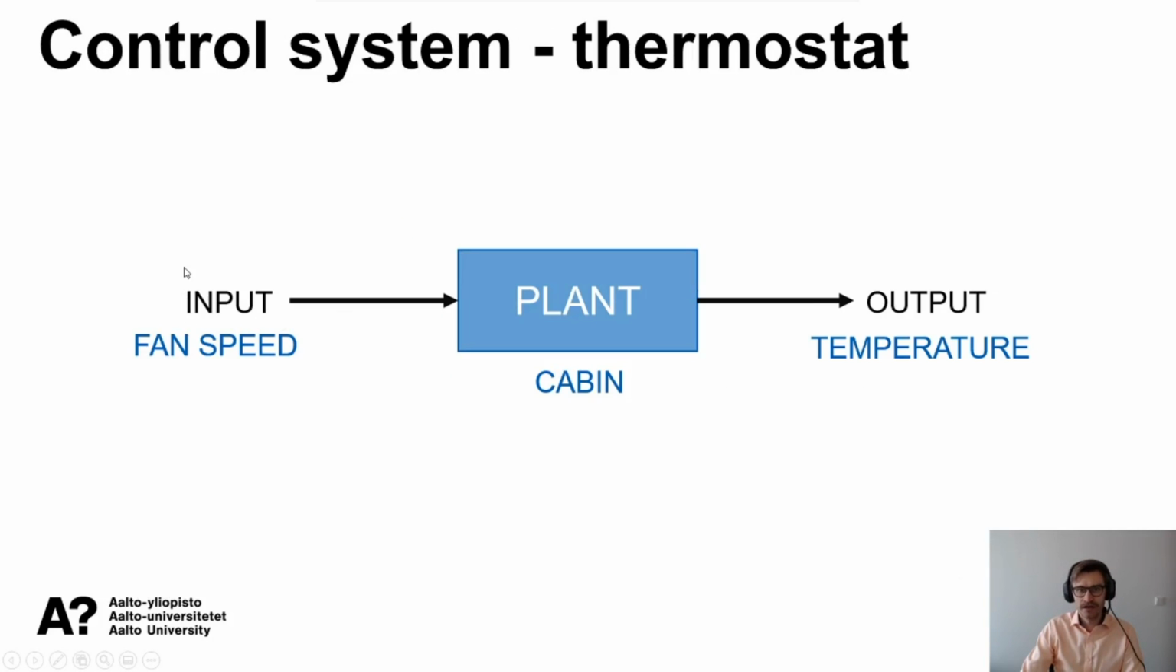So this is the control system that we had in this example. The input to the system is fan speed, the thing that we can control. Then the system is usually called a plant in control system terminology, and that's the cabin. And then the output of this system is the temperature that we try to control with our input.